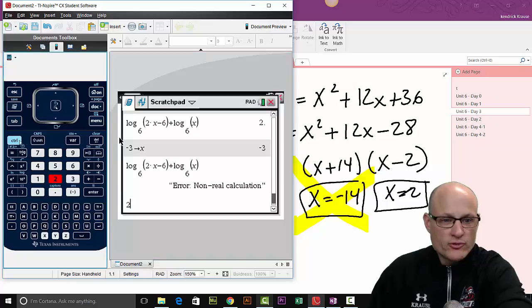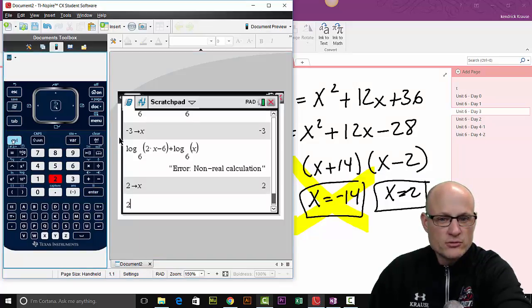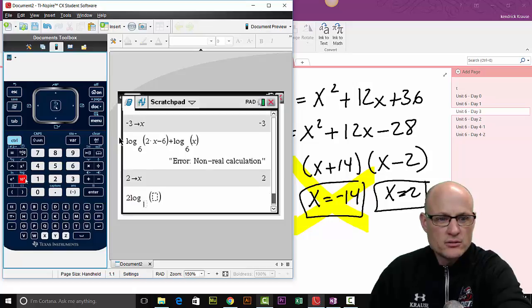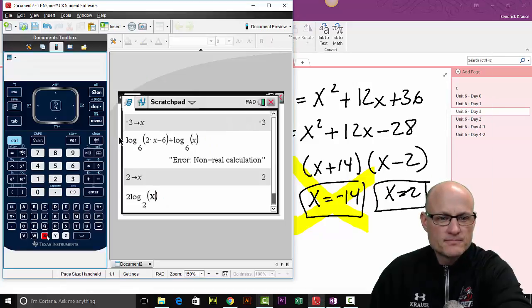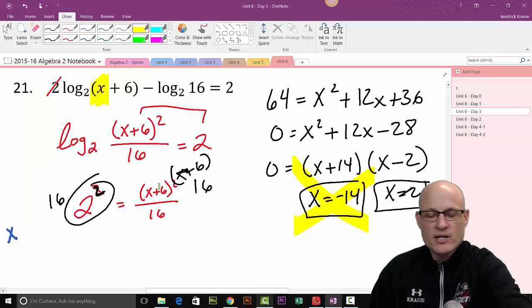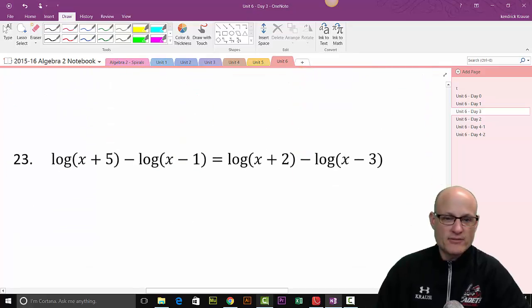So we're going to do 2 to the x, and then we're going to do 2 log base 2 of x plus 6 minus log base 2 of 16. And it's 2, and we want it to be 2. Yay! 2 left, kids. 2 left.